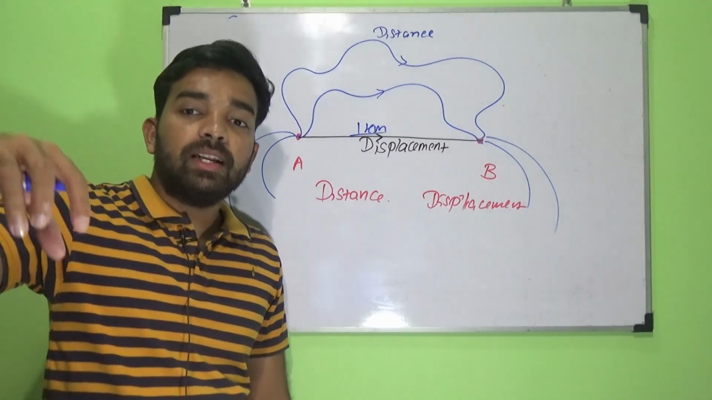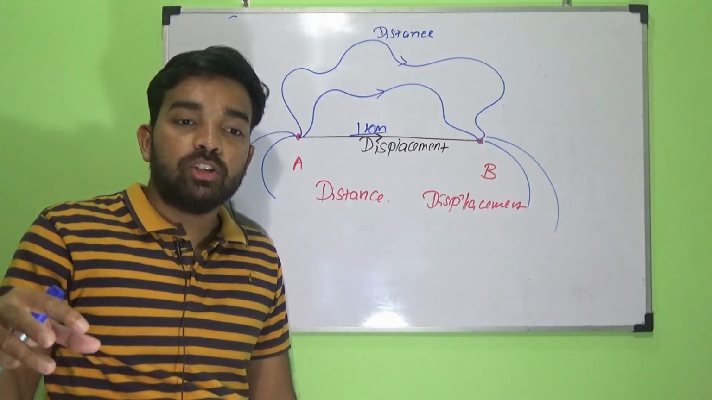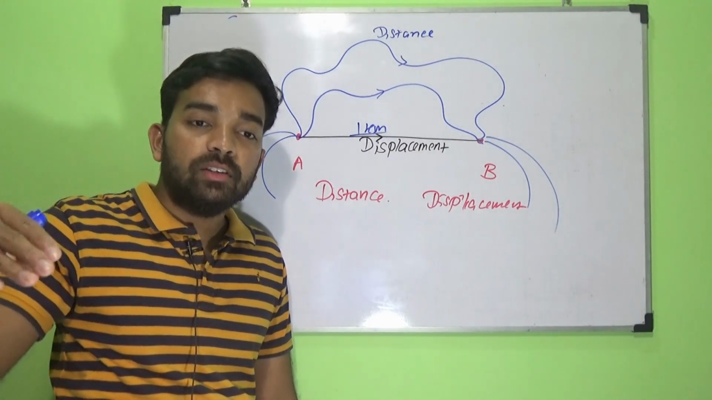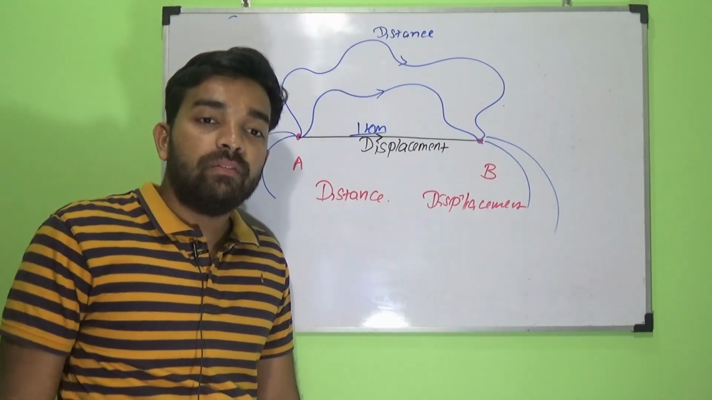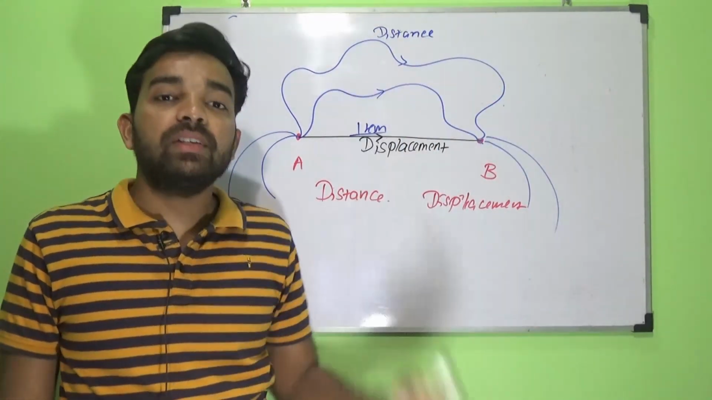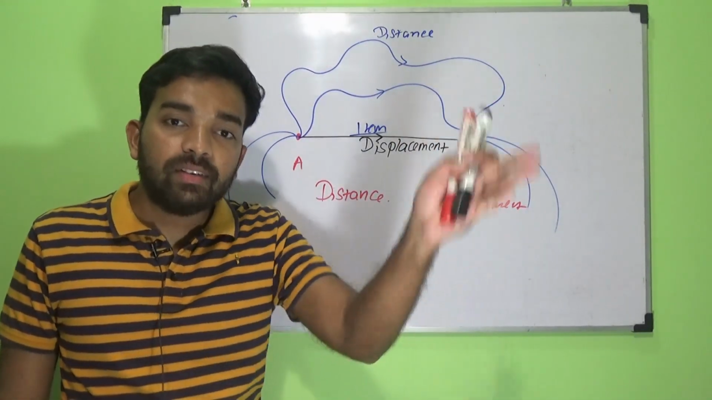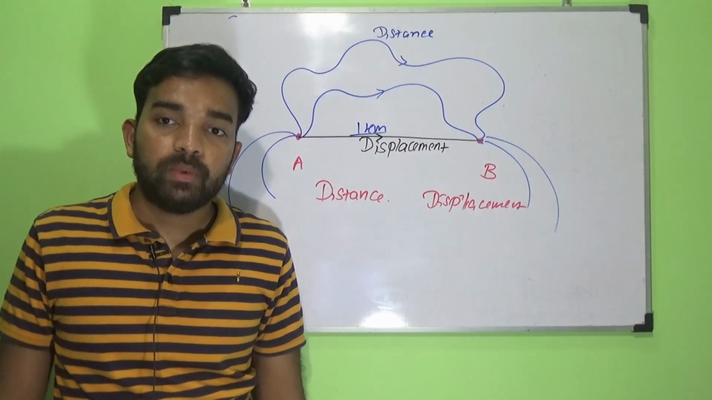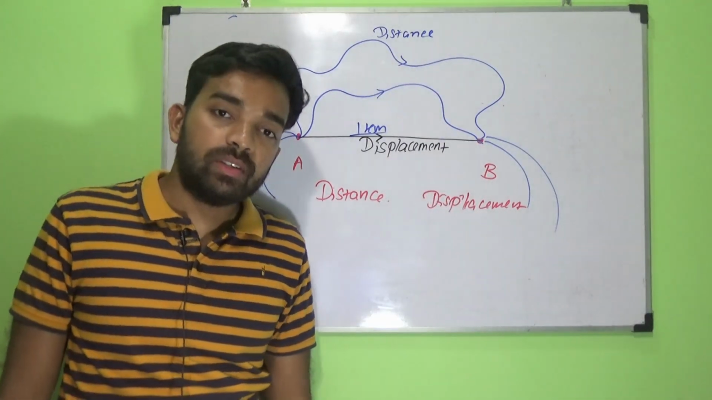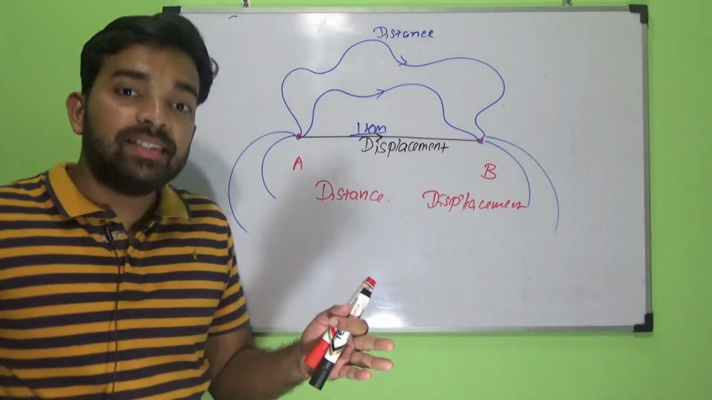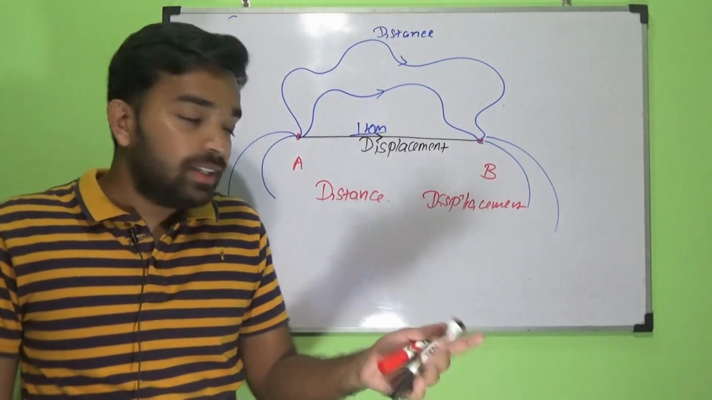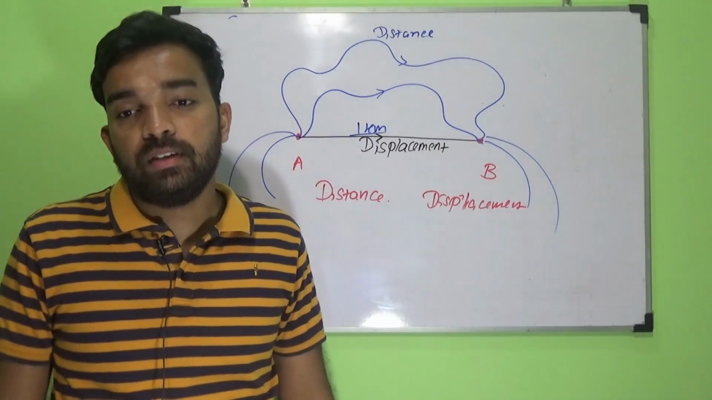When you are going from Colombo to Kandy, right? Let's assume you are going from Colombo to Kandy. So you are going in a road which has all these bends and every stuff, right? So you are traveling a distance, right? Let's assume we have 100 kilometers from Colombo to Kandy. So the distance that you traveled is 100 kilometers.